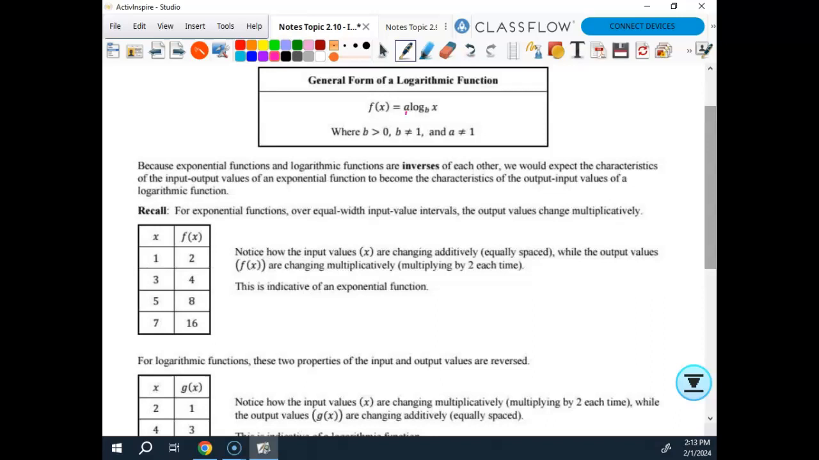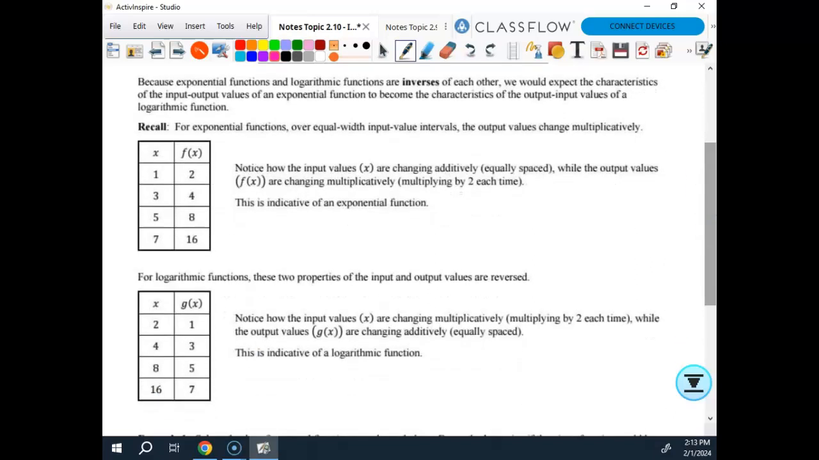Okay. So let's tie this to some exponential stuff. Because exponential functions and logarithmic functions are inverses of each other, we would expect the characteristics of the input-output values of an exponential to become the characteristics of the output-input values of a log. Because again, x and y switch places, right? So we are going to recall, because we did all this before Christmas, all the exponential stuff, for exponential functions over equal width input value intervals.